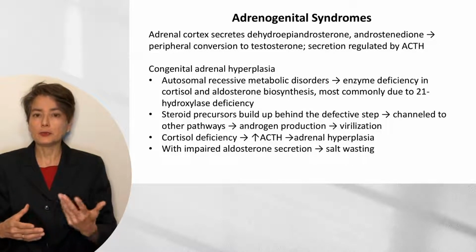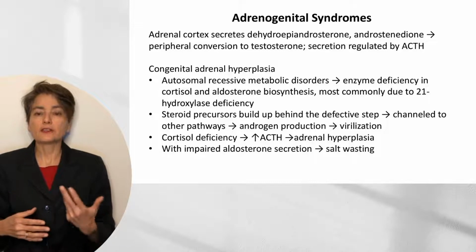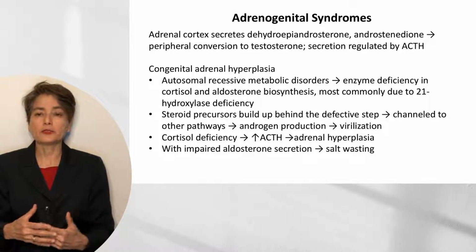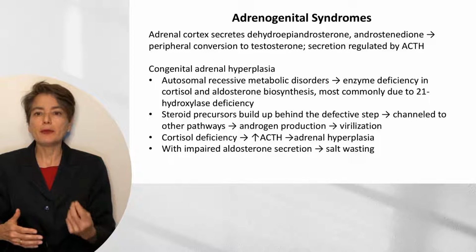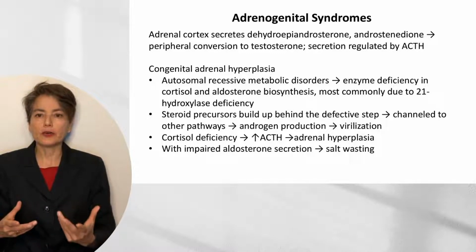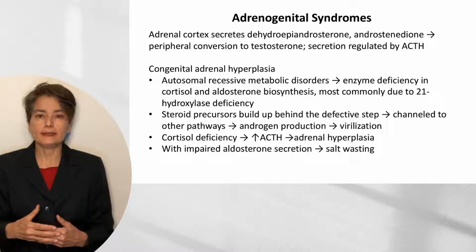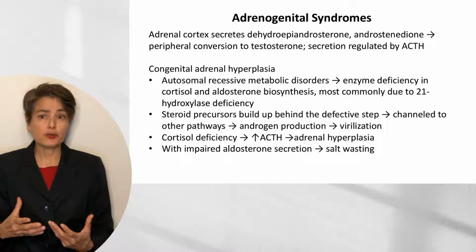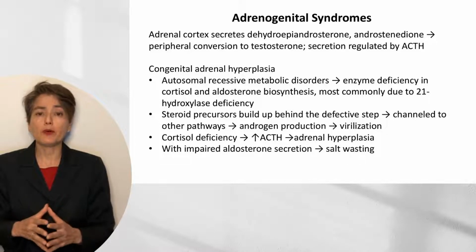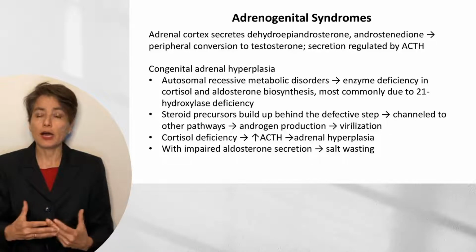So as we discussed, the adrenal cortex secretes sex hormones as well. So dihydroepiandrosterone and androstenedione, which can be peripherally converted to testosterone. The secretion of these two is regulated by ACTH. Now, when we think about the adrenogenital syndromes, what we're really going to be focusing on is congenital adrenal hyperplasia.